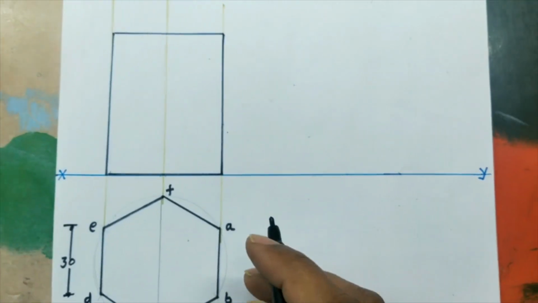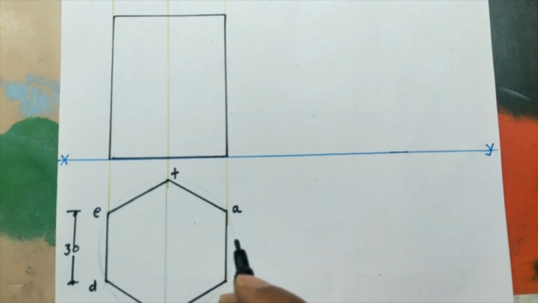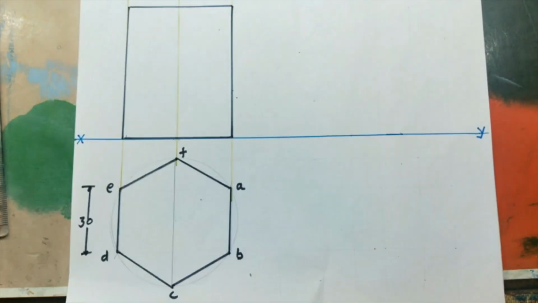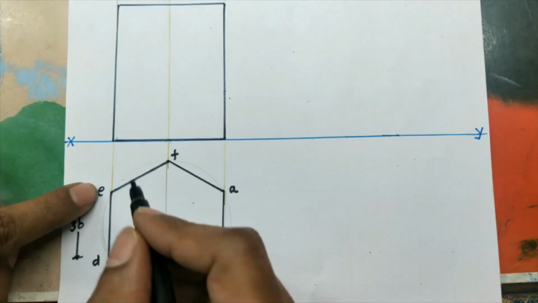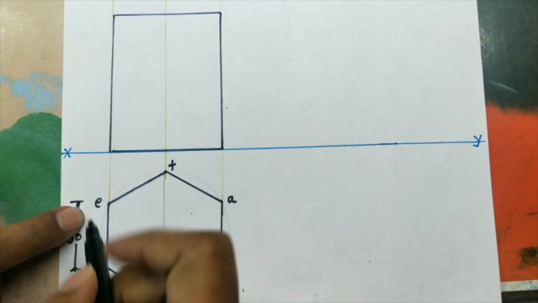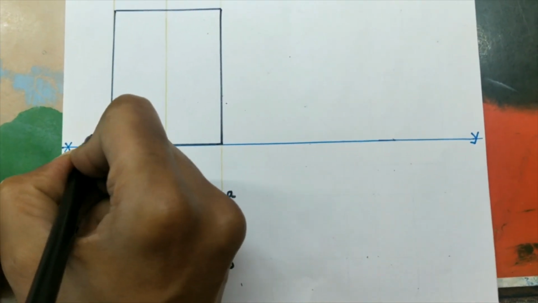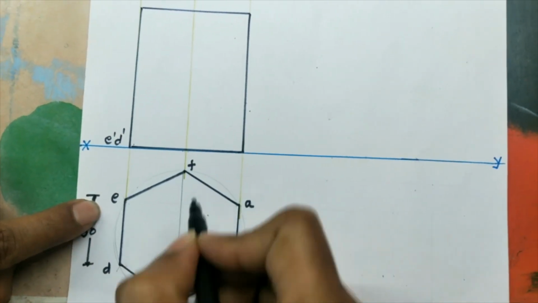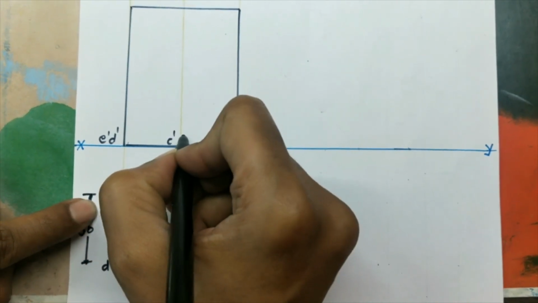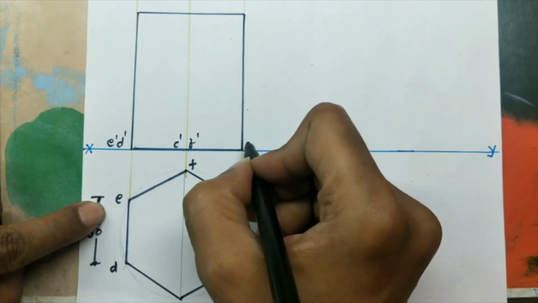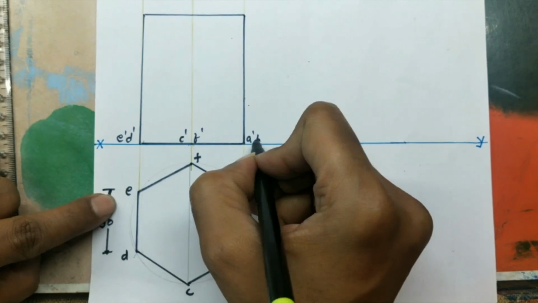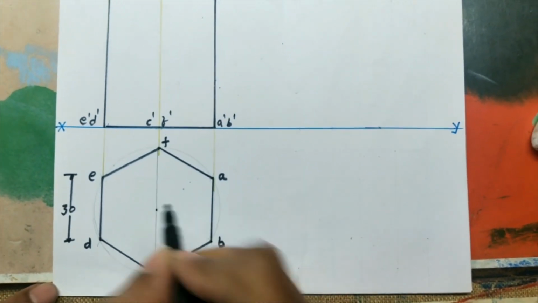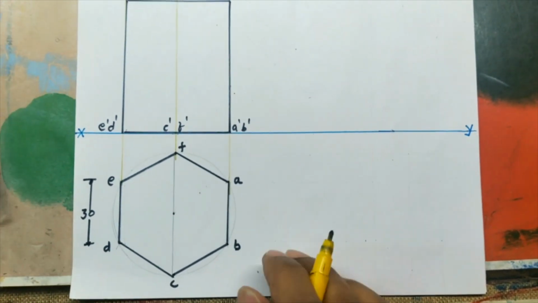Okay, now I have to label the front view also. See here, this is E dash, D dash. Here C dash, F dash. This is A dash and B dash. Now you can mark the center there because you want a center also.